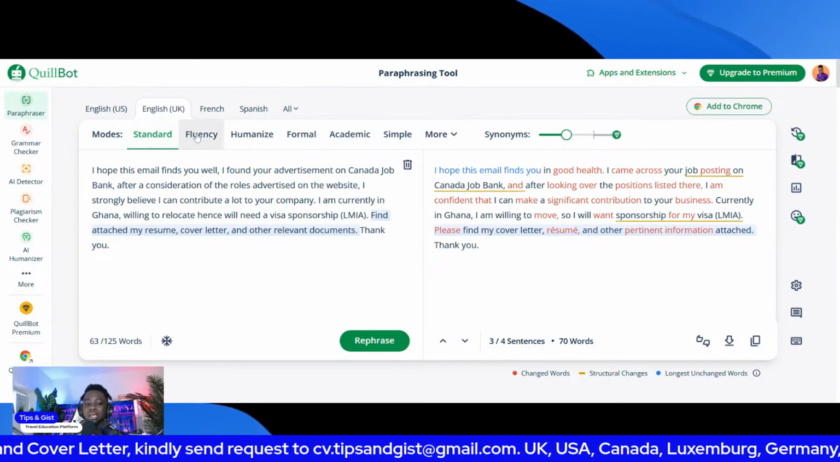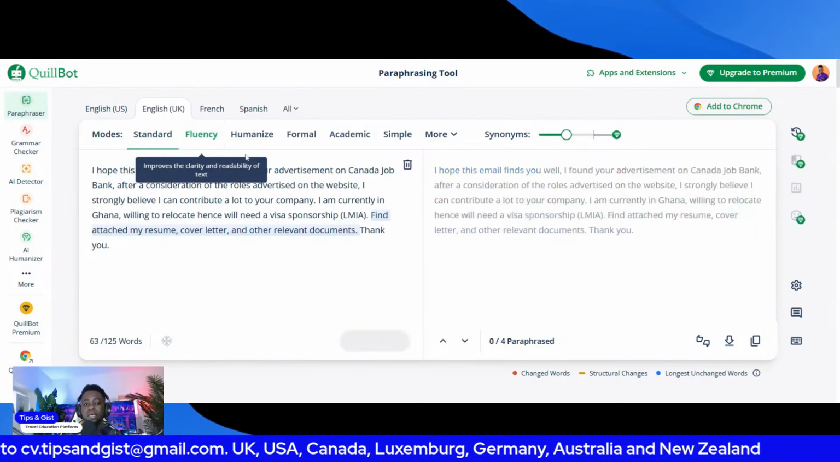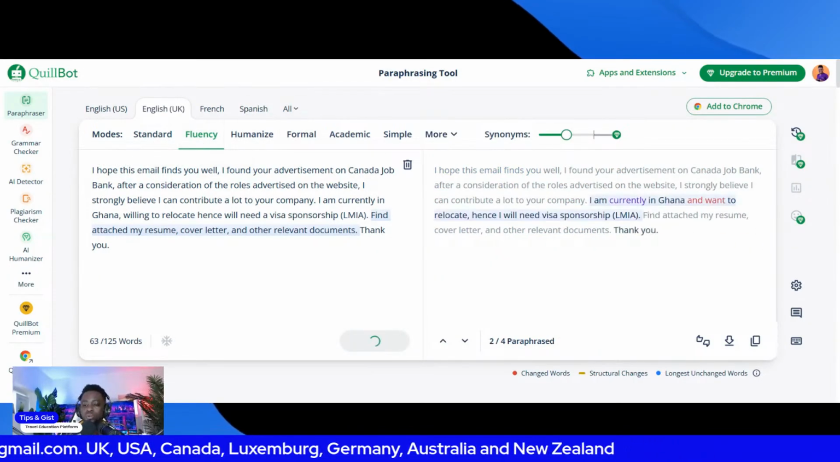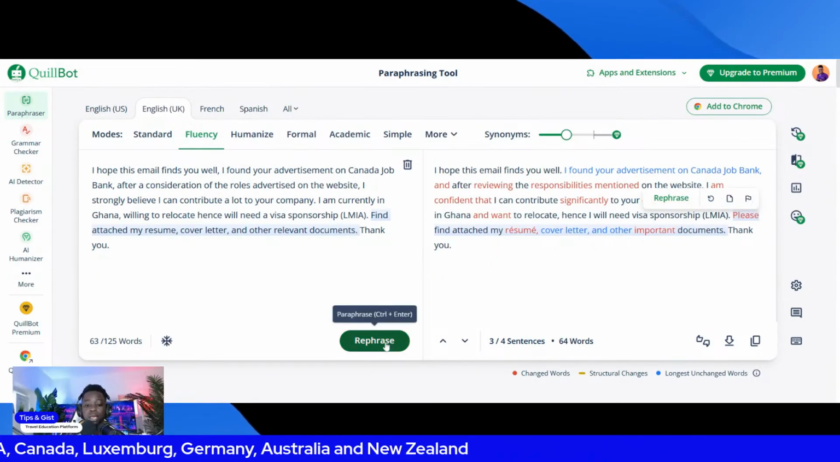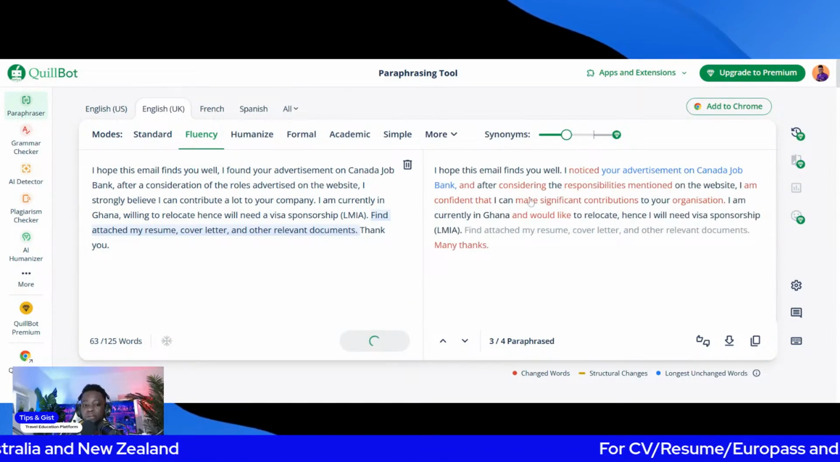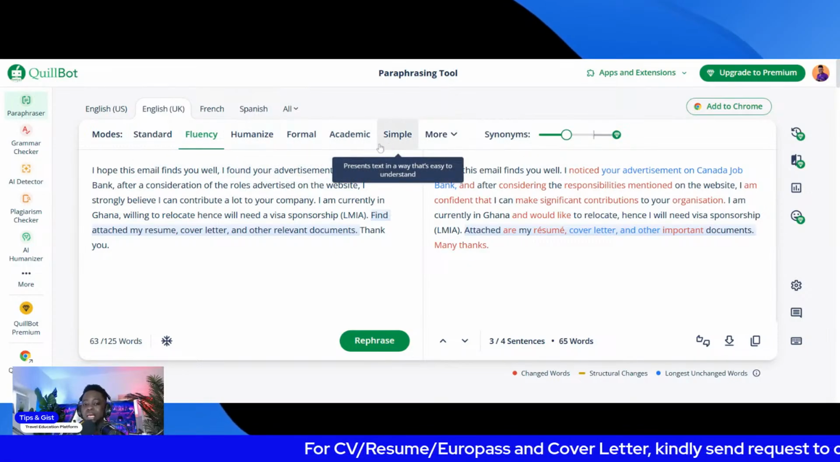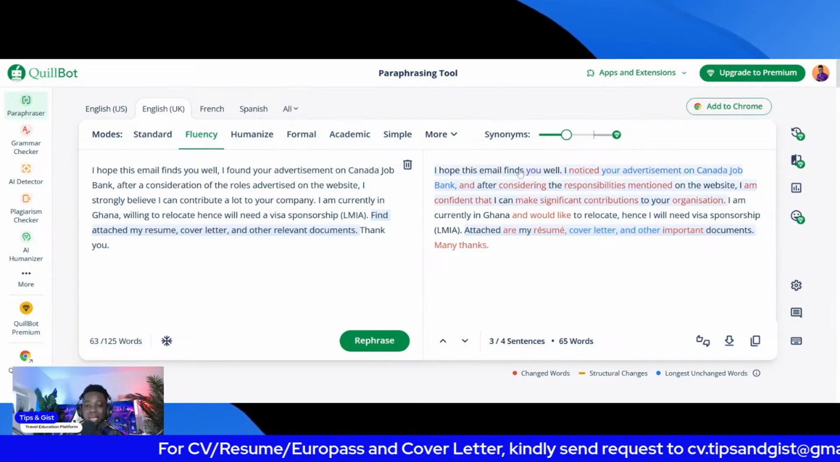They have the standard, the fluency. So you can also change yours from the standard to fluency. And then under the fluency, it's also going to rewrite it differently. Okay. And under the fluency too, you can rephrase it about 10 times. So different times. They have the humanized. So all the modes are there, and then you can rephrase them under the modes.